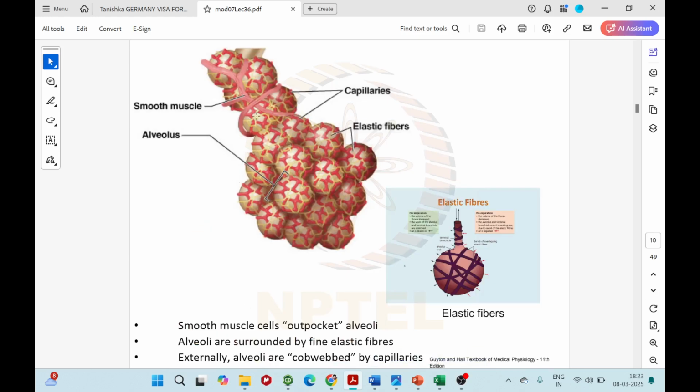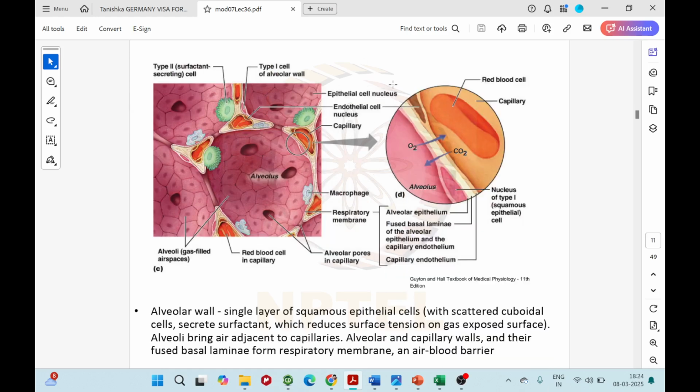Here you can see the smooth muscles are present. These red ones are the capillaries. This is one alveolus, this is the alveolar sac, and along with that the yellow ones are called elastic fibers. These elastic fibers maintain the elasticity of the alveoli. Alveoli are surrounded by fine elastic fibers. Externally, alveoli are cobwebbed by capillaries.